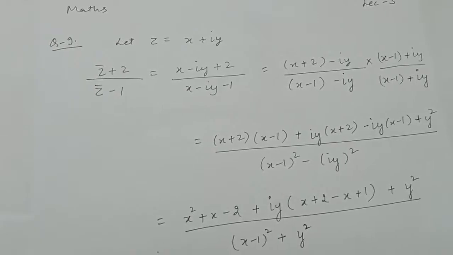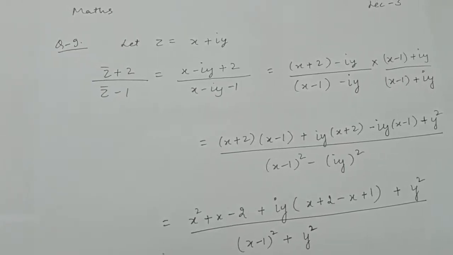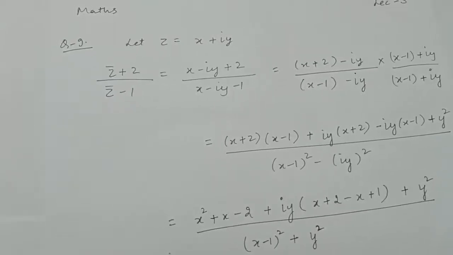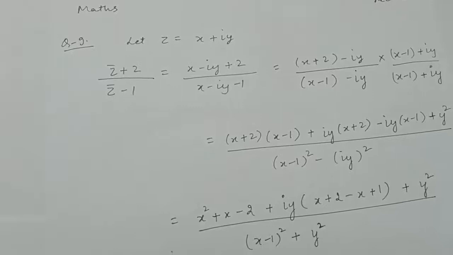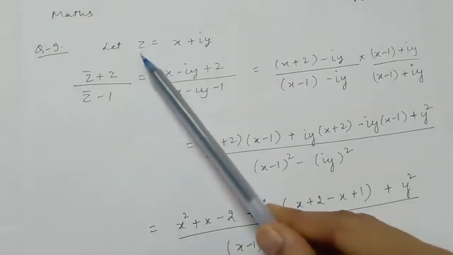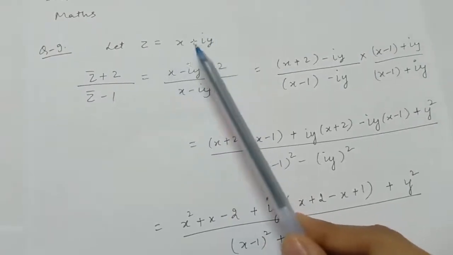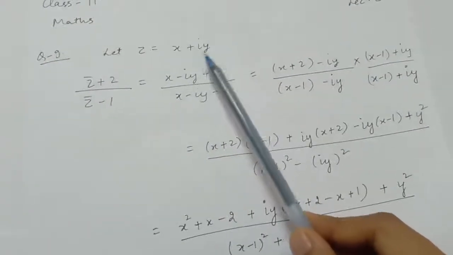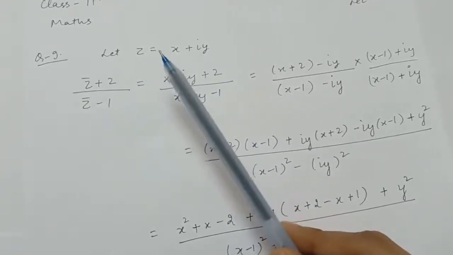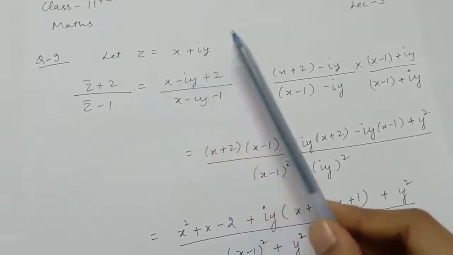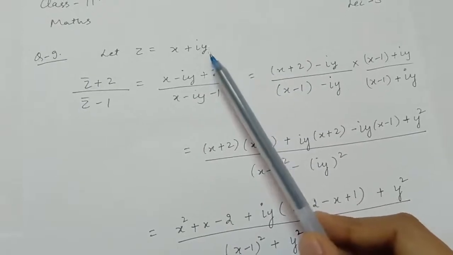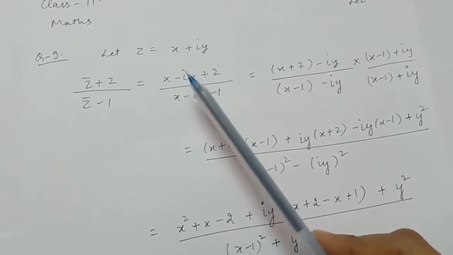Question number 9 is: if the real part of (z conjugate plus 2) upon (z conjugate minus 1) is 4, then show that the locus of the point representing z in the complex plane is a circle. So first of all, let z, the complex number, be x plus iota y. Now (x, y) will be the point representing z in the complex plane. We want to show that the locus of the point (x, y) is a circle, that is, the equation which you will get is an equation of a circle.